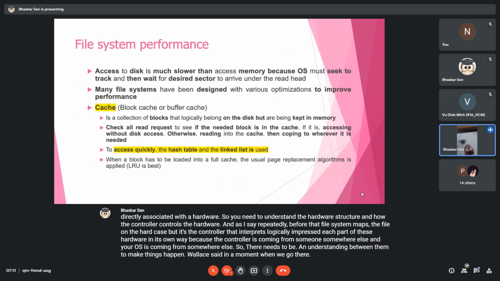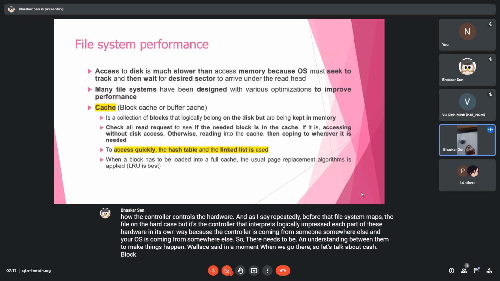So let's talk about cache. Block cache and buffer cache. Many file systems have been designed with various optimizations to improve the performance.